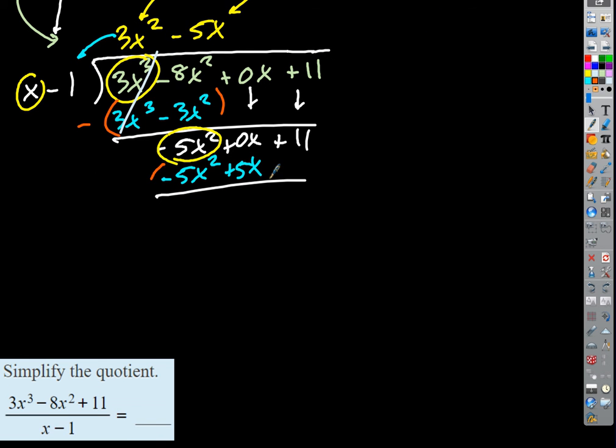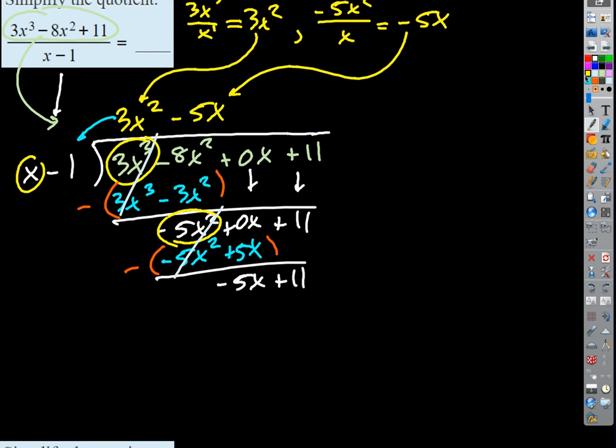I'm going to put the whole thing in parentheses and a subtraction sign out front. So negative 5x squared minus negative 5x squared, well, of course, those are going to cancel, right? What's 0 minus 5x? Negative 5x. And then I bring down the 11, and I start over. And I just keep going until I'm done.